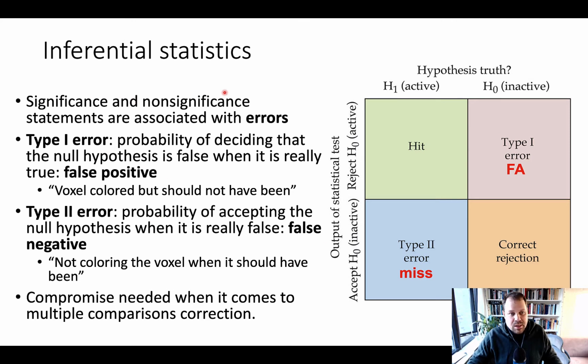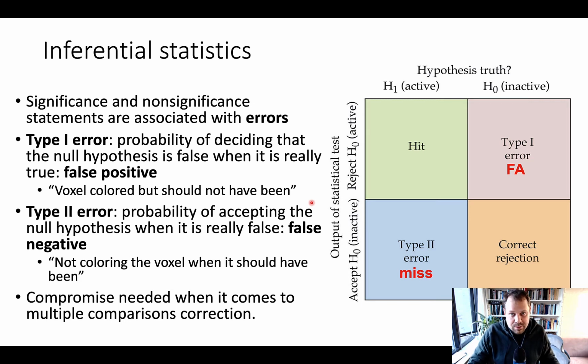This means that our significance and non-significance statements are associated with errors, right? Type 1 and type 2 errors. A type 1 error is the probability of deciding that the null hypothesis is false when it is really true. So this would be a false positive. The voxel is colored, but it should not have been colored, right? So we're saying that the voxel surpasses or is below the threshold, below the alpha value, but it really shouldn't be. And this is something that increases with the number of comparisons that we conduct.